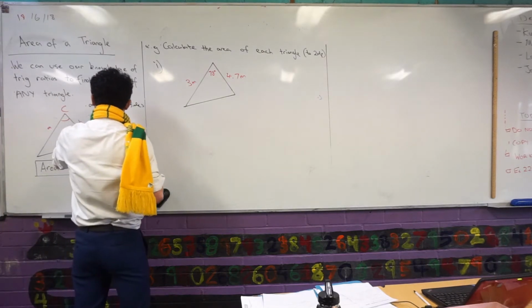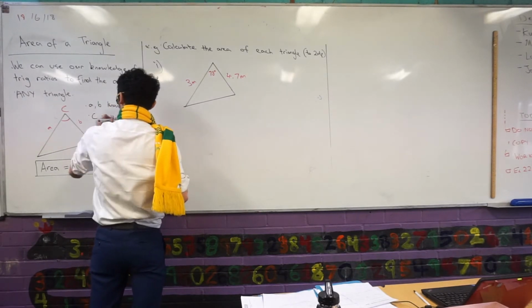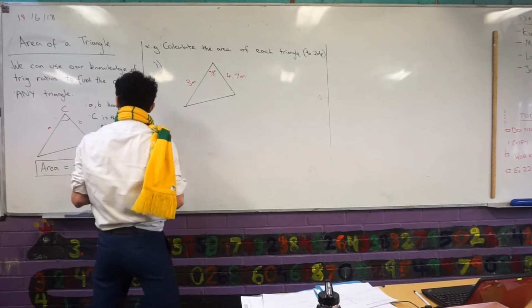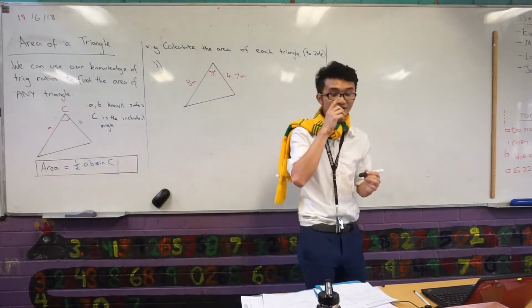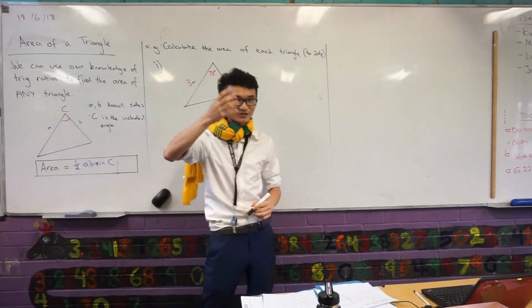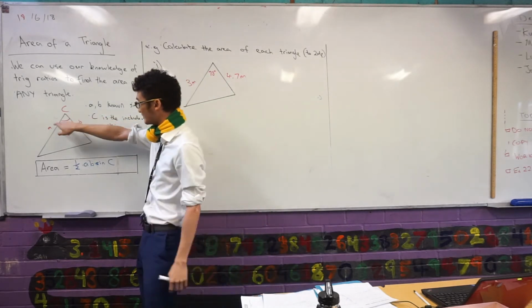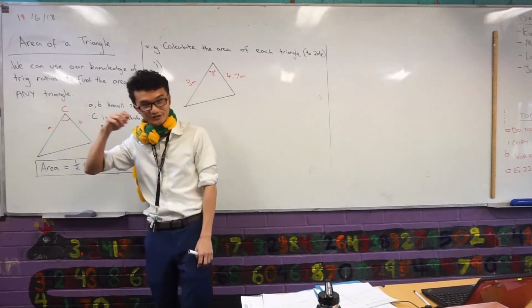So remember, this formula only works if you have two sides A and B, and C is the included angle, so the angle in between them. Sometimes they may try and be tricky and give you different kinds of sides or angles, but remember that. Right, I need C and I need A and B, which are on either side.